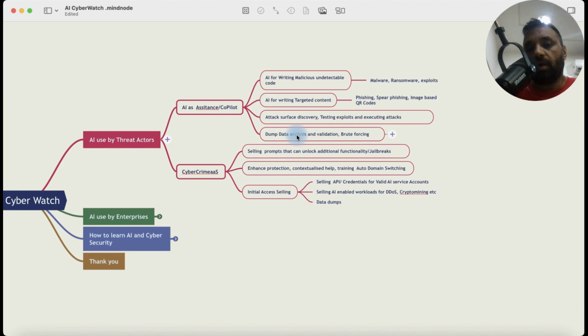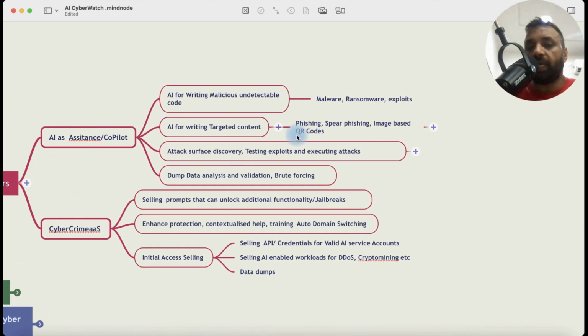On the co-pilot side, potentially what threat actors can do is they can use AI for writing malicious undetectable code. This includes malware, ransomware, and exploits. I know that at least the popular LLMs or GPTs like Gemini or ChatGPT have restrictions in place where you can't write malicious code, unless there are ways where you can do prompt injection and come up with the malicious code. I'm sure there are players who are writing their own GPTs to write those codes, and there would not be any restrictions in that. I'm already reading some of this stuff available on the darknet, and people are talking about how to possibly fool the existing systems to write that malicious code.